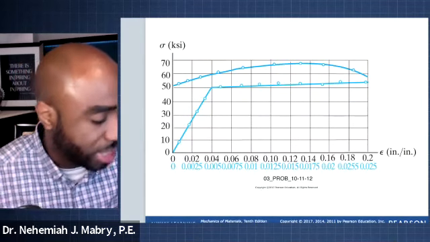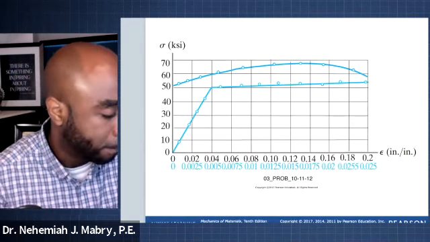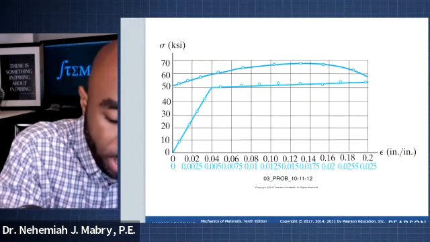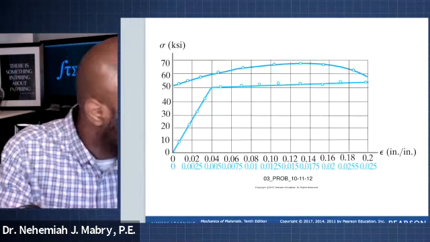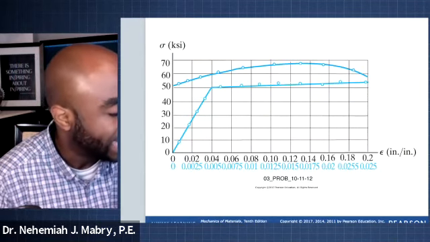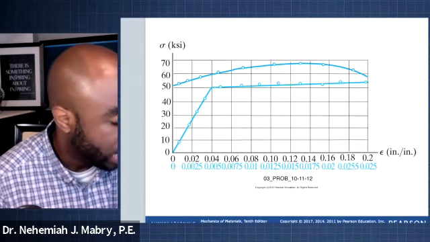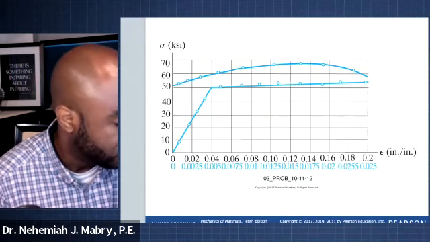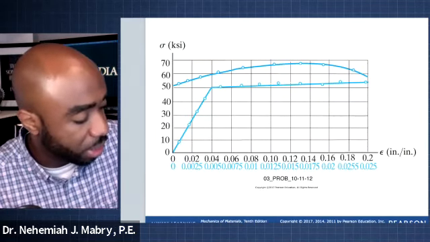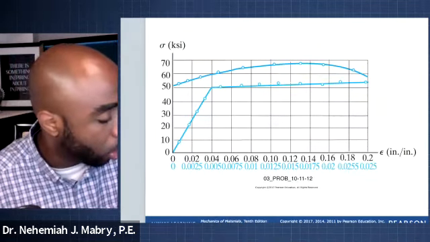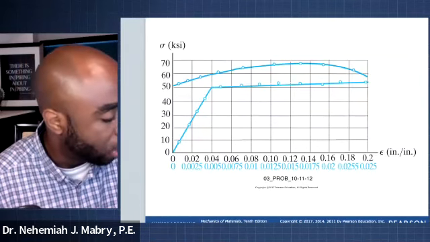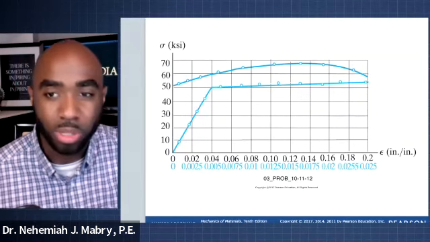It says the stress strain diagram for an aluminum alloy specimen, right? Aluminum alloy specimen having an original diameter of 0.5 inches and a gauge length of 2 inches is given in the figure. Determine approximately the modulus of elasticity for the material, which is what we just did, the load on the specimen that causes yielding, that's what we're going to do, and the ultimate load the specimen will support.